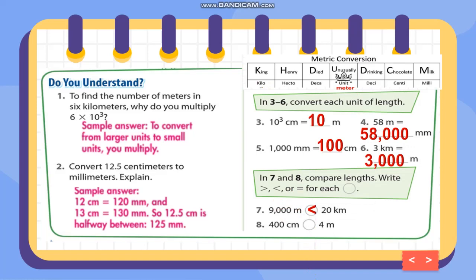Next, 400 centimeter and 4 meter. I decided to change meter to centimeter so that they have the same unit, using centimeter for both. So meter to centimeter, this is tens, hundreds. It means from bigger unit to smaller units, so tens, hundreds, that is multiplied by 100. So 4 multiplied by 100, the answer is 400 centimeter, and you have another 400 centimeter here, so it means that is equal.